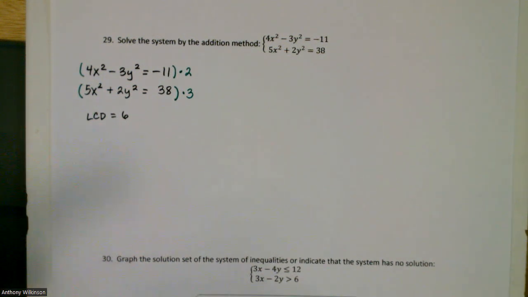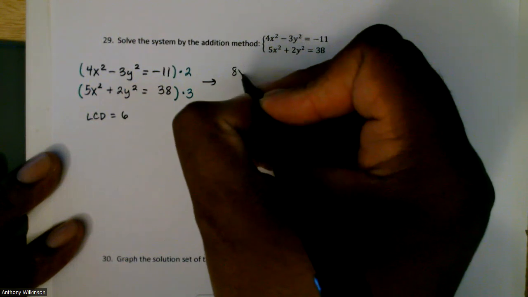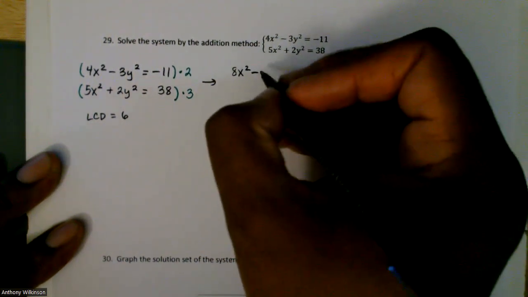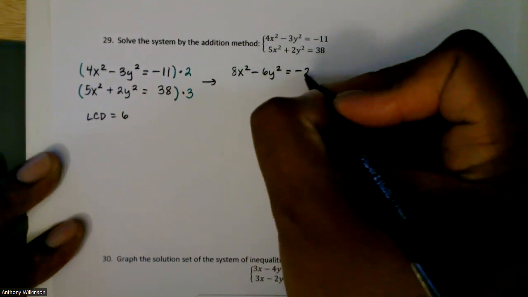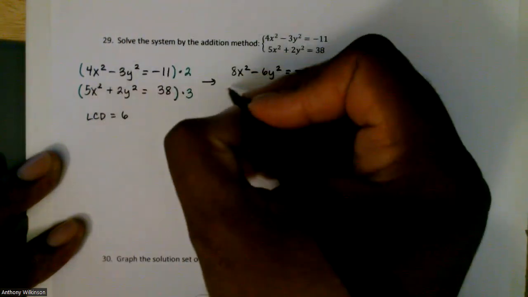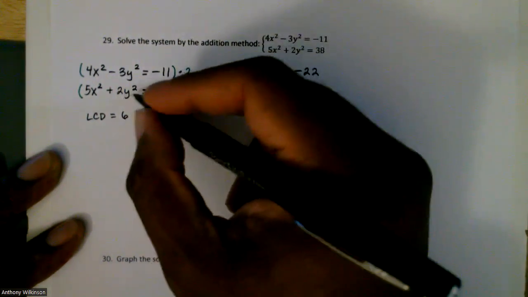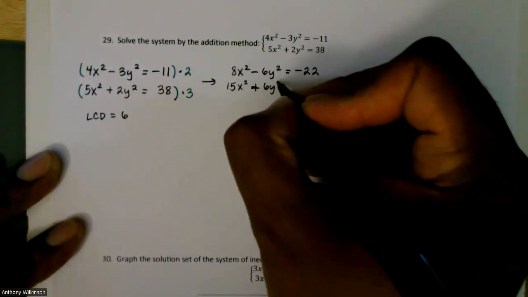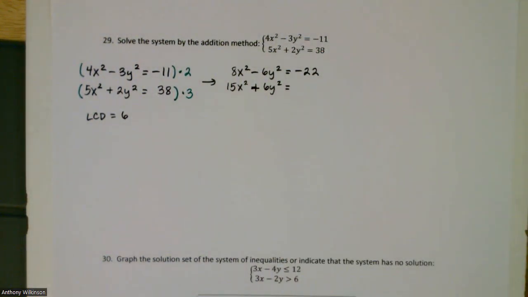Now, when I do that, here's what happens. The top equation will be 2 times 4x squared. That's going to be 8x squared minus 3y squared times 2 will be 6y squared equals negative 11 times 2, negative 22. Then for the second equation, if I multiply 3 times 5x squared, that's 15x squared plus 2y squared times 3 will be 6y squared, equaling 38 times 3. That would be 114.